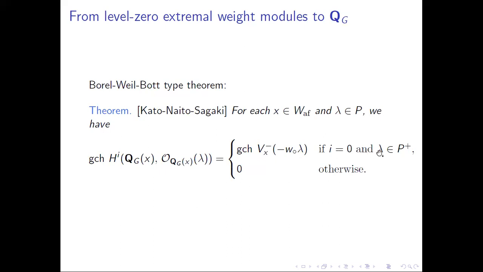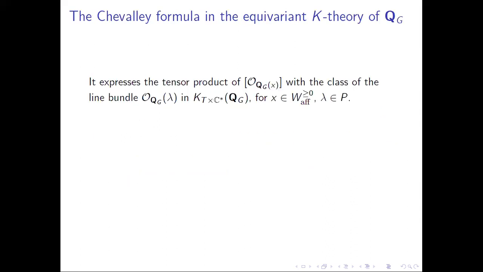If i equals 0 and lambda is a dominant weight, and otherwise this graded character is 0. So this is the main geometric connection, and so this allows us to write Chevalley formulas. First of all, in the equivariant K-theory of the semi-infinite flag manifold.